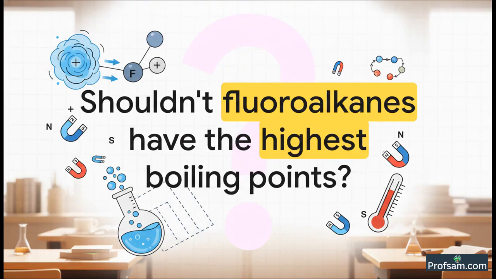So think about this for a moment. We all know that fluorine is the most electronegative element, right? It's the king. So the C-F bond is the most polar bond. It is very logical to think that, well, if it's the most polar, it must have the strongest magnetic attraction. So shouldn't fluoroethane have the highest boiling point among all the ethyl halides? It seems logical, doesn't it?